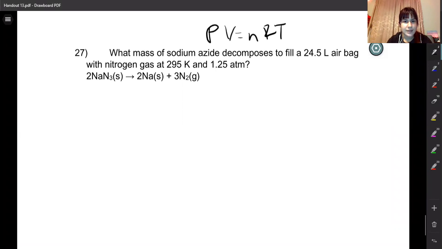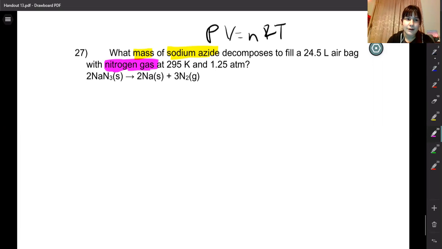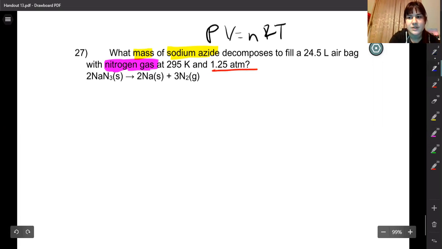So to start working this, we first have to dissect this question. So ultimately, we want to get into mass, so grams of sodium azide. But if you'll notice in the wording of this problem, it puts us in nitrogen gas. So that's what we're solving for, and that's where I messed up earlier. So right now we have enough information to go ahead and solve for nitrogen gas. So taking our equation of PV equals nRT, we're given our pressure of 1.25 atmospheres.